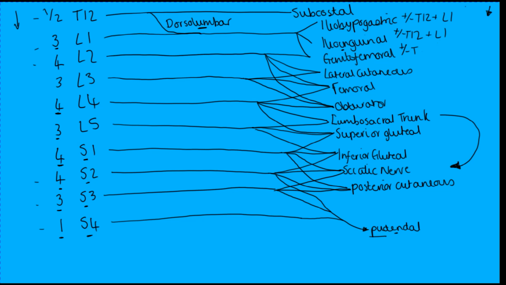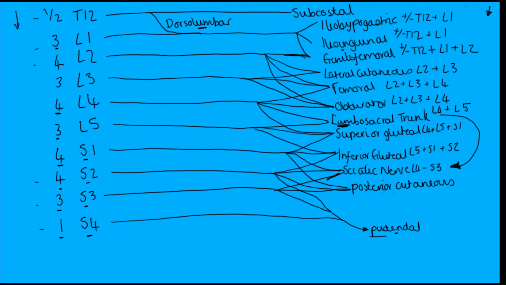L2 is our first example of where 4 branches does not equal 4 new nerves. So what we have here is 1 branch which is going to the genitofemoral. Then we have another which is coming to the lateral cutaneous, the femoral, and the obturator. Okay, so these are our 4 branches which are coming from L2.